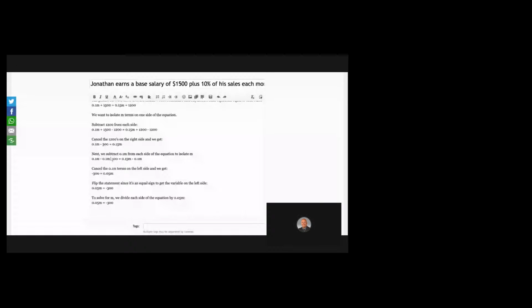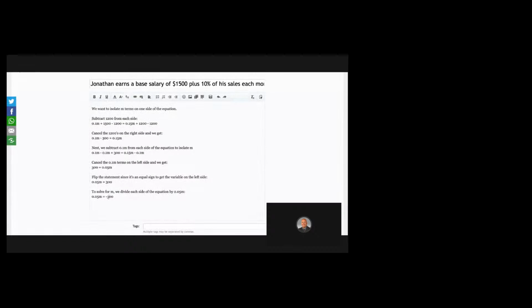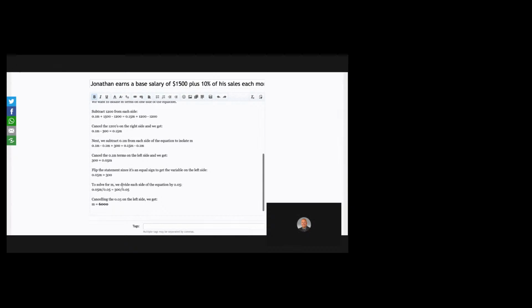Actually, this is 300. I'm sorry. I got this wrong up here. I'm sure some of you are screaming at your screen right now, telling me, you missed the negative sign. It's wrong. All right, so we're fixed. 0.05 m equals 300. Great. Okay. So we divide by 0.05, actually just 0.05 divided by 0.05. Canceling the 0.05 on the left side, we get m equal to 6,000.